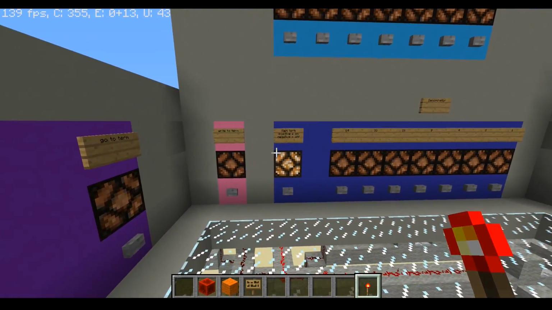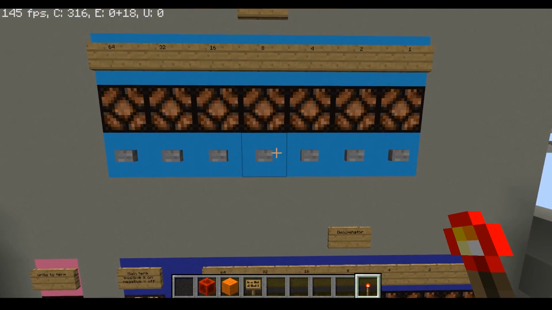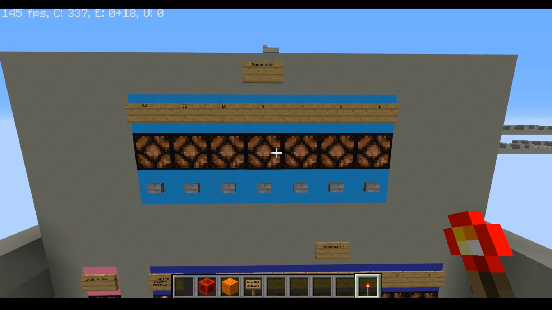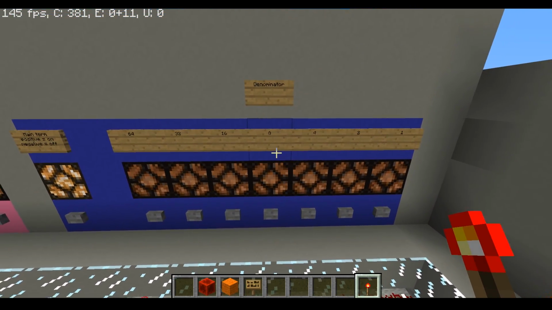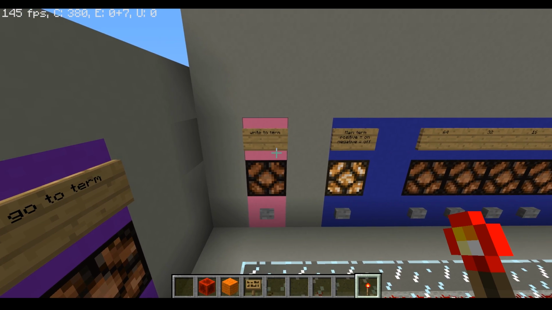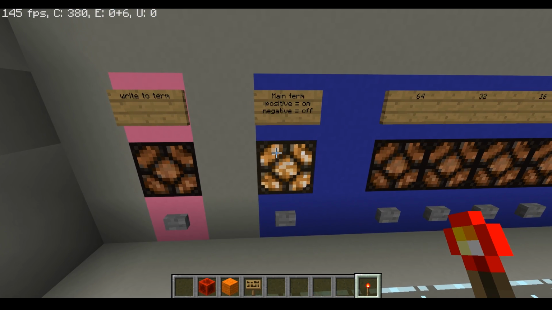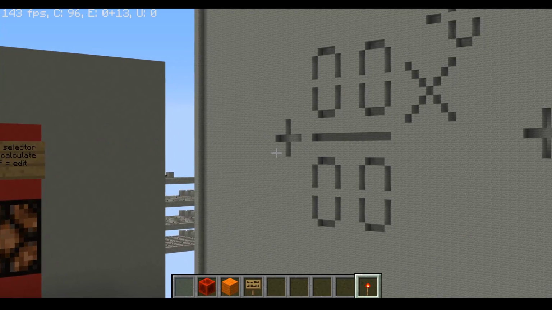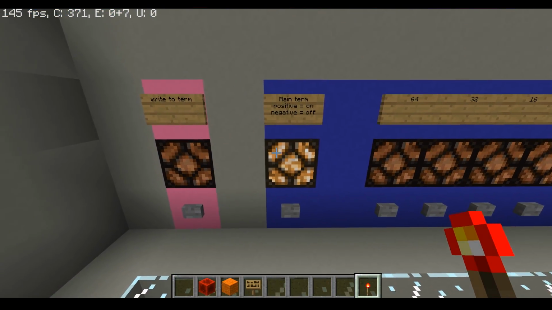The next is the numerator and the denominator. This allows you to input any value into the numerator. That's 7-bit, and same thing for the denominator. This button right here is just going to be the positive or negative for the main term. If it's on, then that would be positive, and if it's off, that would be negative. Right now it's on, so it's positive.